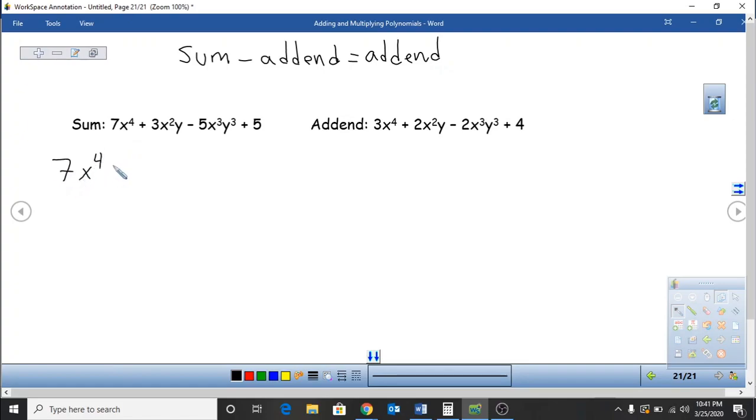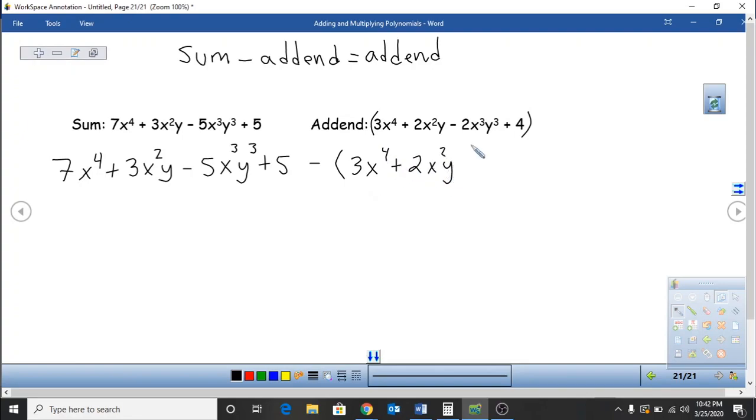All right. So I'm going to take the sum, which is just 7x to the fourth, plus 3x squared y, minus 5x cubed y cubed plus 5. Now again, I'm going to subtract all of this, so I'm going to put parentheses to keep this together. And I am subtracting, so don't forget what subtraction does whenever we have parentheses. It is going to change our signs, okay?